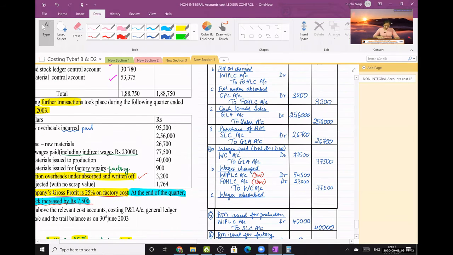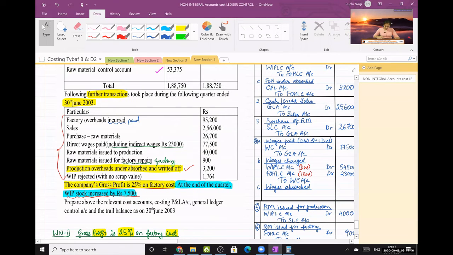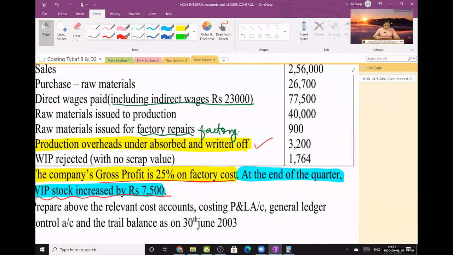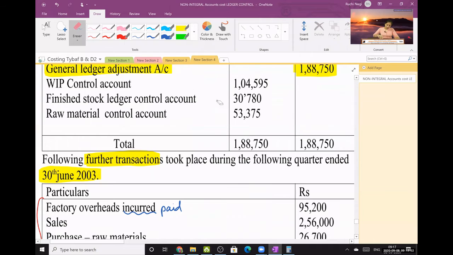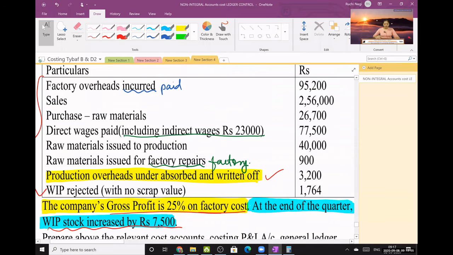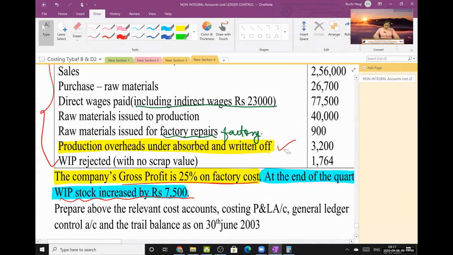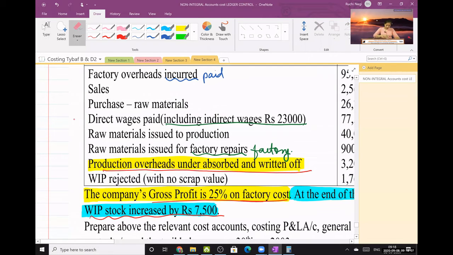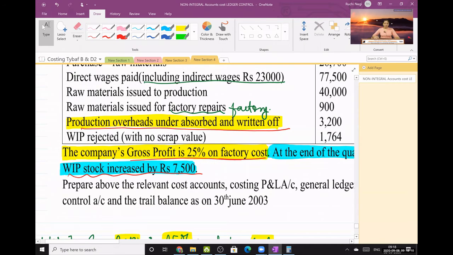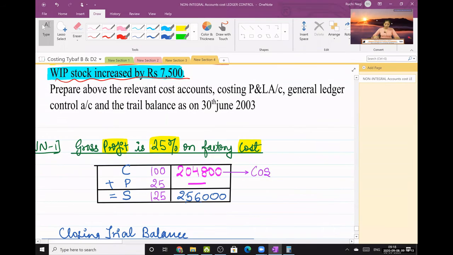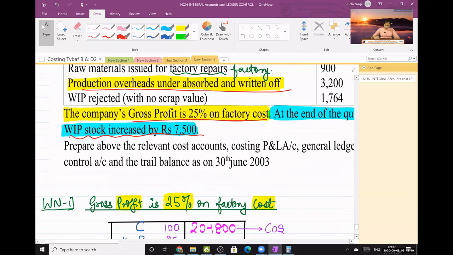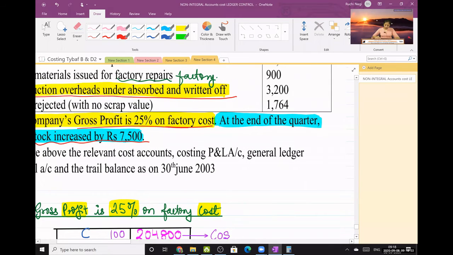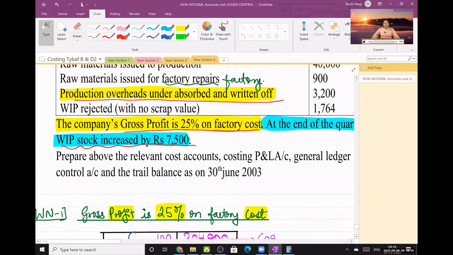It's an easy sum, but there are three main highlights which I told you and will repeat once again. Absorption was given. Generally we are given the pay and charge amount; in this sum this was given. Production overheads under it. Then gross profit and factory cost were given, so that I can calculate cost of sales, which is actually a hidden entry in the sum. And then this one: WIP stock increased by rupees 7,500.